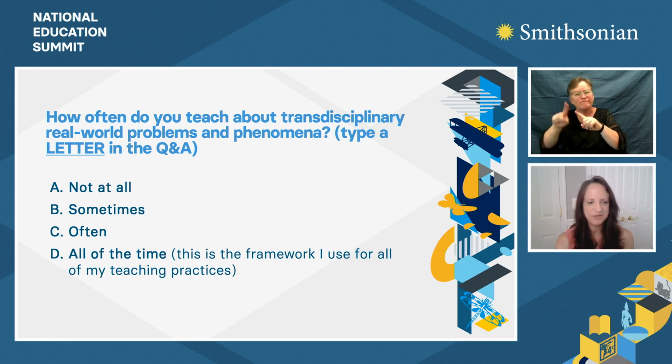Give you a little bit of time to do that. Put an A, not at all. B, sometimes I teach about real-world problems and phenomena. They're transdisciplinary, cut across disciplines. C, I often do this. Or D, all of the time. It's the framework that I use for all of my teaching practices.